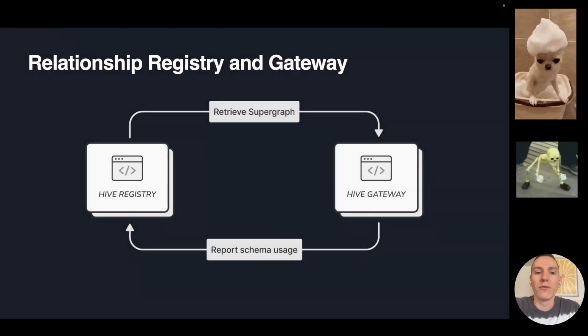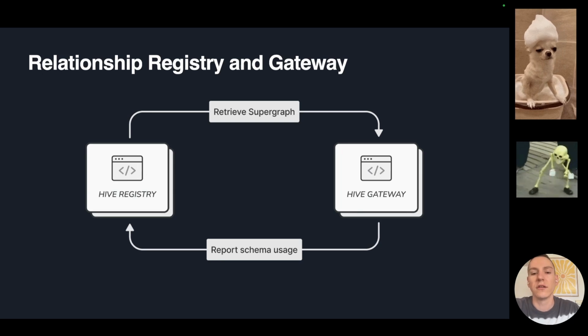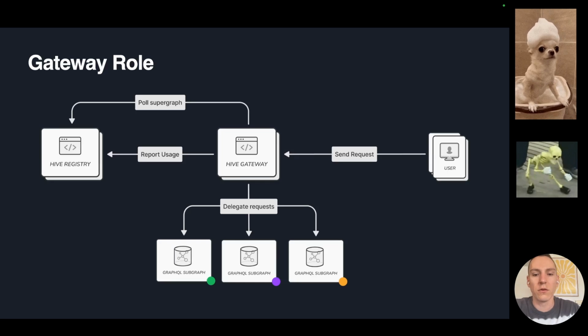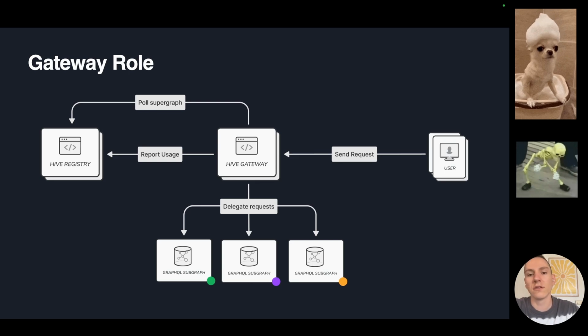Okay. So now we covered the full gateway and schema registry setup. Once the first step was retrieving the supergraph from the schema registry, the next one was to send the schema usage data to the schema registry. So overall, we now accomplished this full setup where a user sends a request to the gateway, the gateway reports the usage, the gateway previously pulled the supergraph from the Hive registry in order to serve the GraphQL schema, and then all the requests that are sent to the gateway are delegated to the according subgraphs.